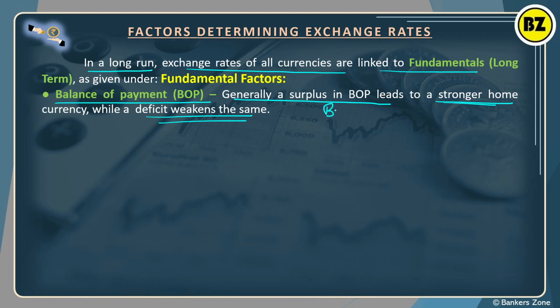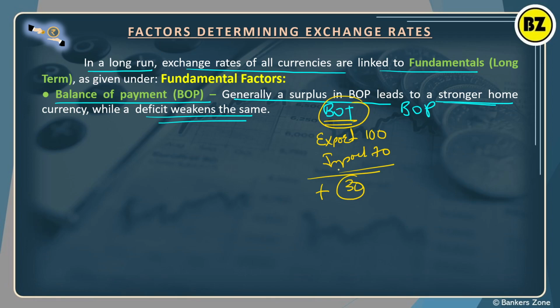Let's understand what balance of payment means. There are basically two types: balance of trade and balance of payment. What do you mean by balance of trade? Trade means export and import. Suppose you have exported 100 rupees worth and imported 70 rupees worth. The net will be 30, a positive balance of trade. So we have 30 rupees as a balance from the trade.